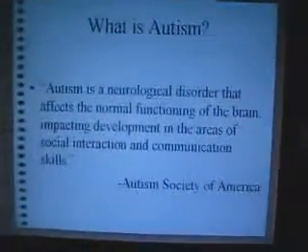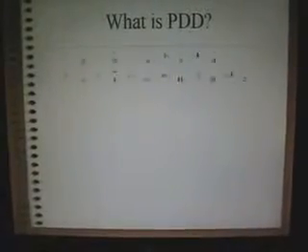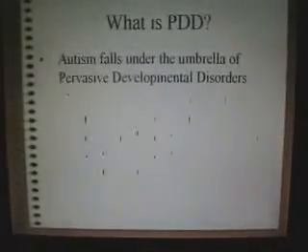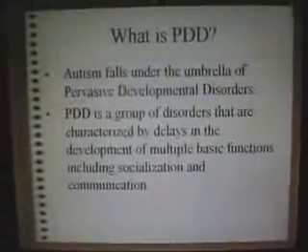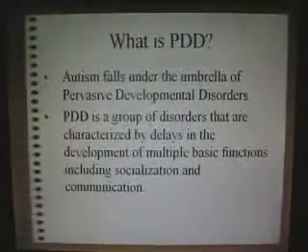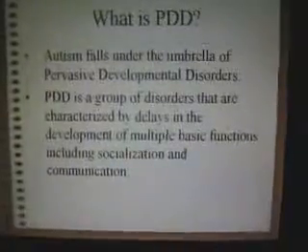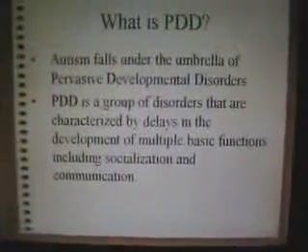The Autism Society of America defines autism as a neurological disorder that affects the normal functioning of the brain, impacting development in the areas of social interaction and communication skills. Autism falls under the umbrella of pervasive developmental disorders, and PDD is a group of disorders that are characterized by delays in the development of multiple basic functions, including socialization and communication.